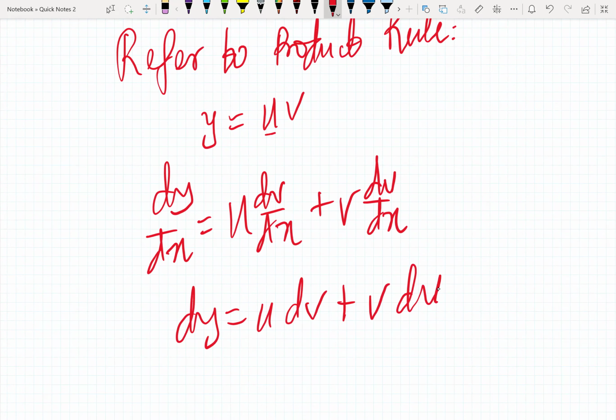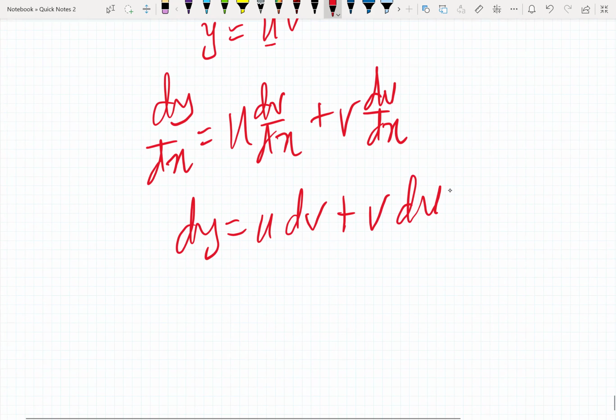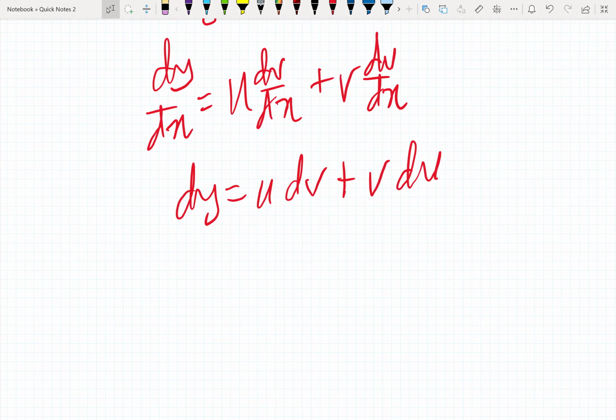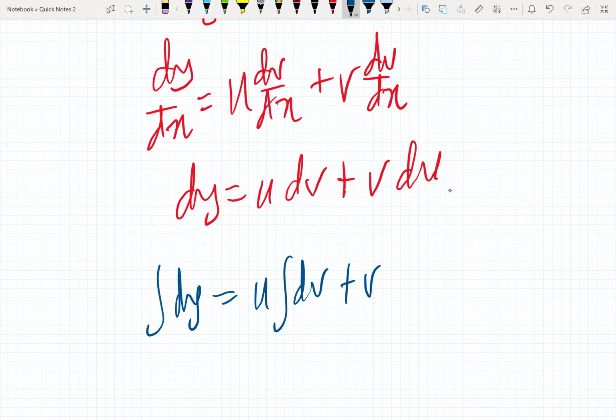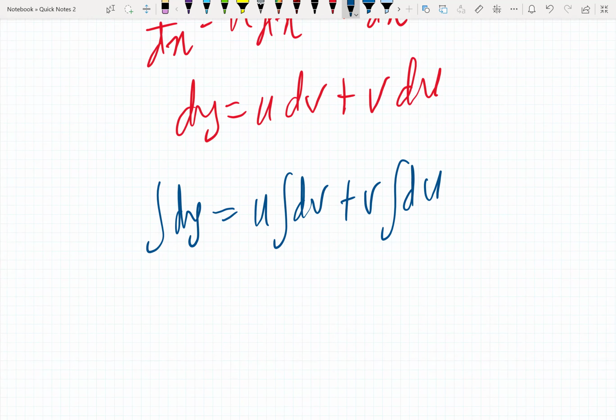At the end of the day, what we are looking for is y. So how do we get that y? We integrate. So the integral of dy equals the integral of u dv plus the integral of v du. At the end of the day, this integral of dy is simply y, and then you have u.